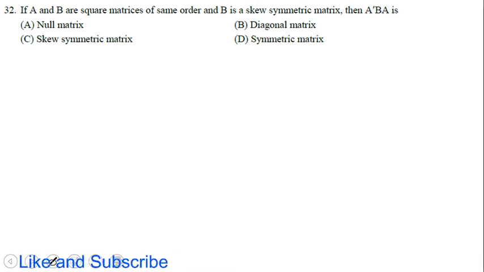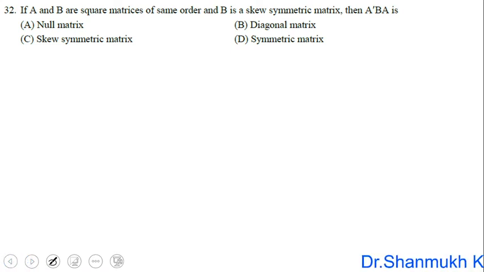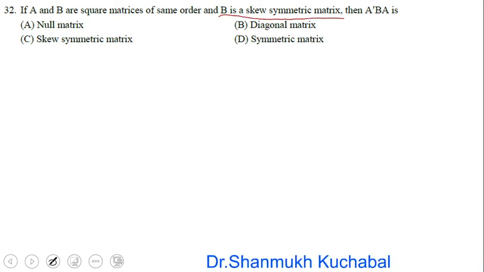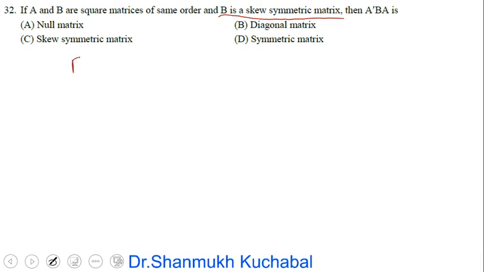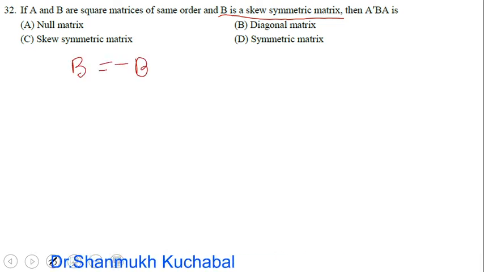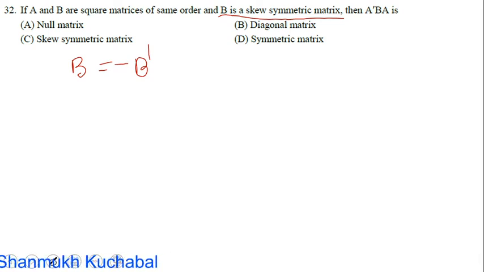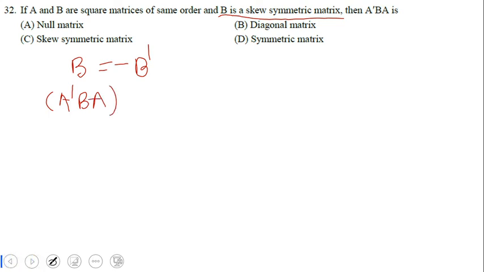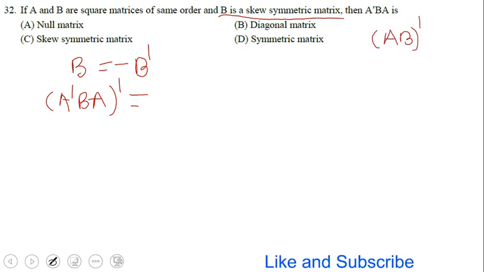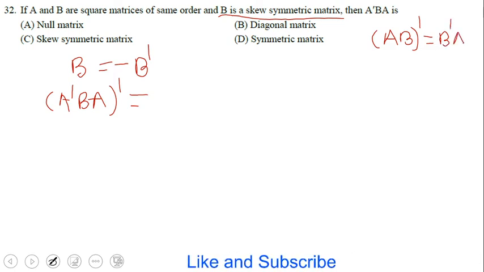The question is, if A and B are square matrices of the same order and B is a skew symmetric matrix, then we have to calculate the value of A dash B A. Here it is given that B is a skew symmetric matrix. So we get B equal to minus B dash. Further we will take A dash B A, its transpose. So we will use the definition AB transpose as B dash A dash.